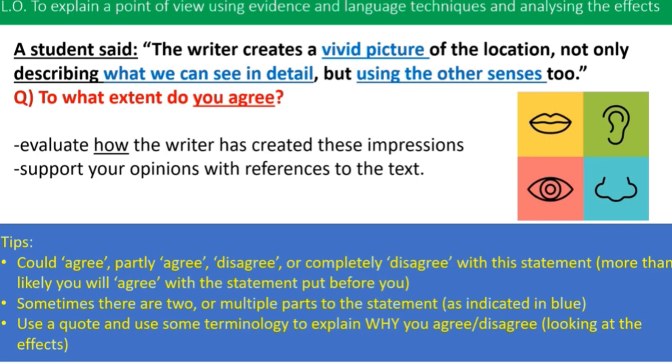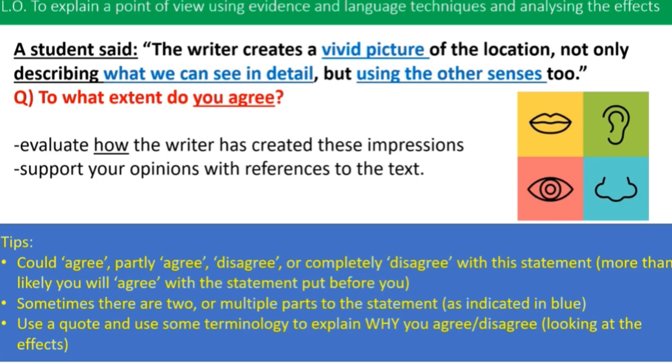To what extent do you agree? Evaluate how the writer has created these impressions. Where it says how the writer has created these impressions, they want to know what techniques they've used. And then it says, support your opinions with references to the text. References means quotes. So there's two key areas there, talking about methods, techniques, and quotes.